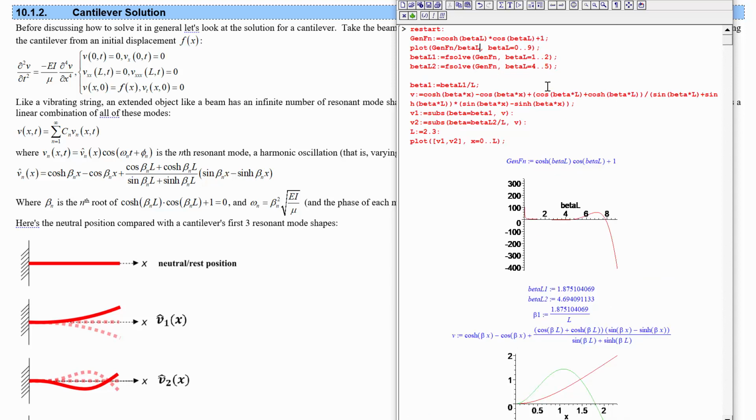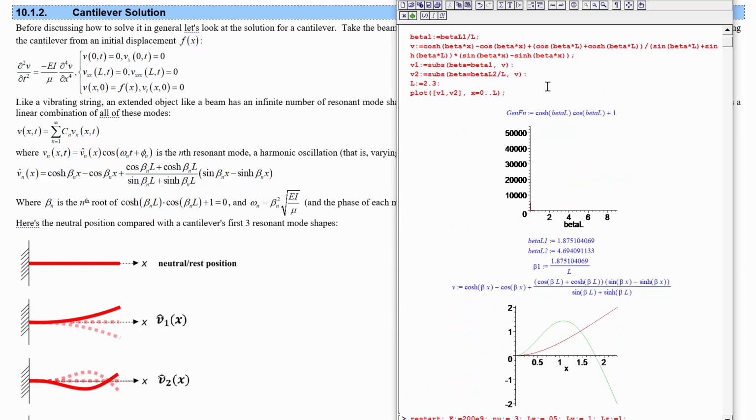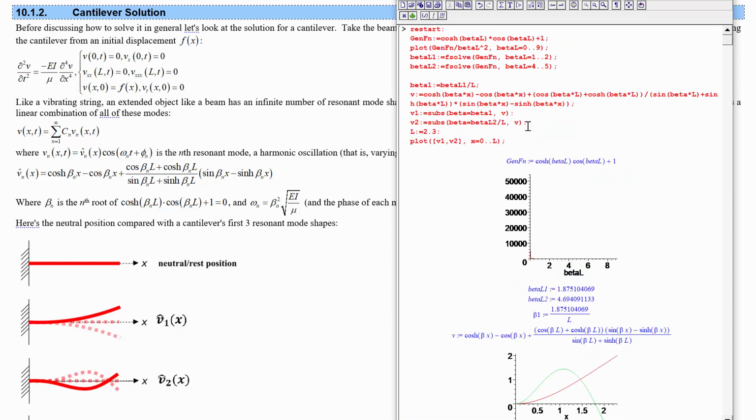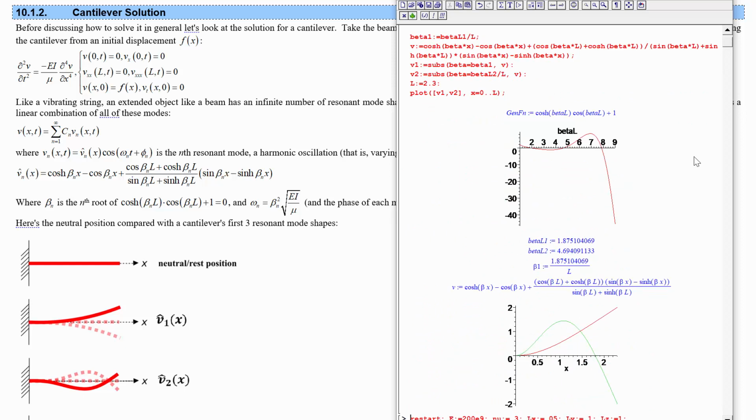Did we plot that differently? Let's go divided by beta L squared, maybe? Oh, that's odd. Oh, because that goes to 0 at the start. Maybe we won't start it at 0. We'll start it at 1 now. Okay, cool. We've got this root at 2 and a root a little bit before 5, and it looks like a root a little bit before 8. So we can find beta 3.